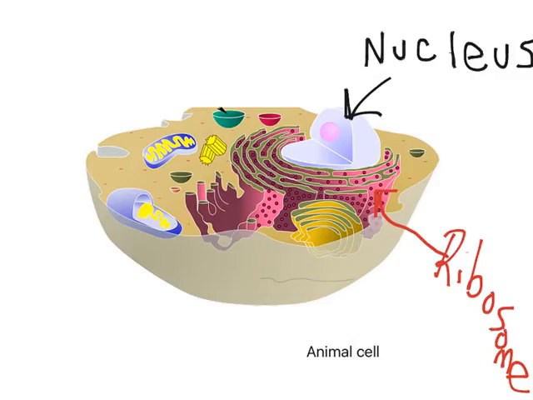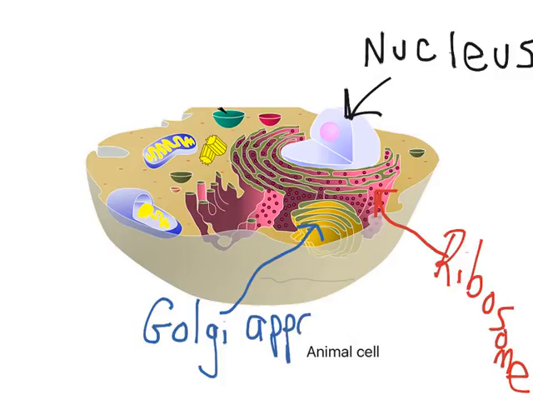Alright, the next organelle that we're going to talk about is the Golgi apparatus. This can also be called the Golgi bodies or the Golgi complex. Same basic idea. So the Golgi apparatus kind of looks like a bunch of stuff folded on itself over and over again, almost like an accordion. So I'm going to write this, the Golgi apparatus. There we go.